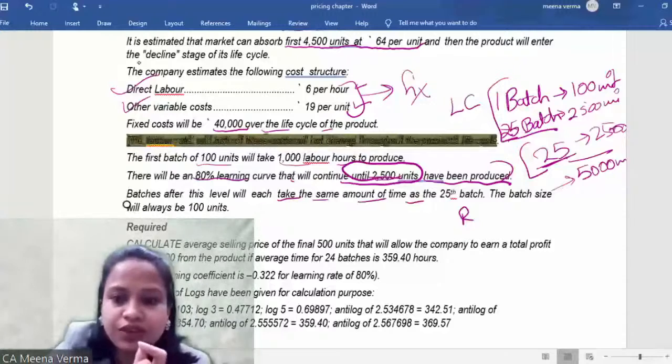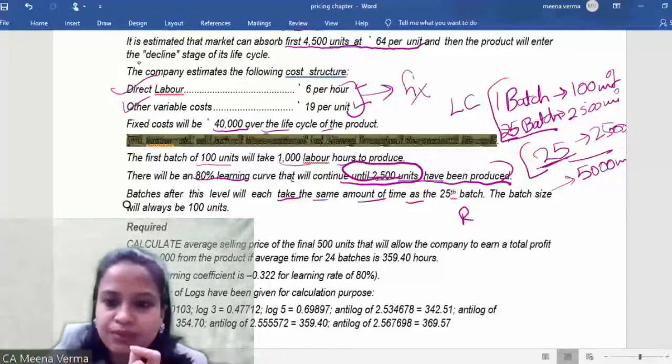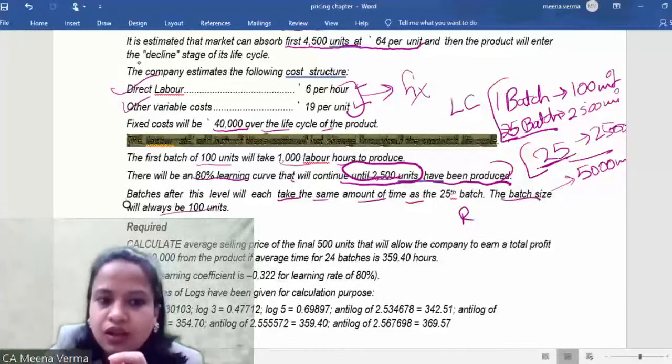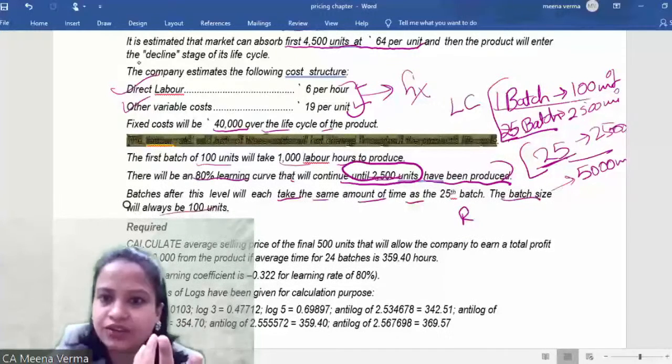Now what is given here? Batch size is 100 units, one batch. We know that 100 units make one batch.